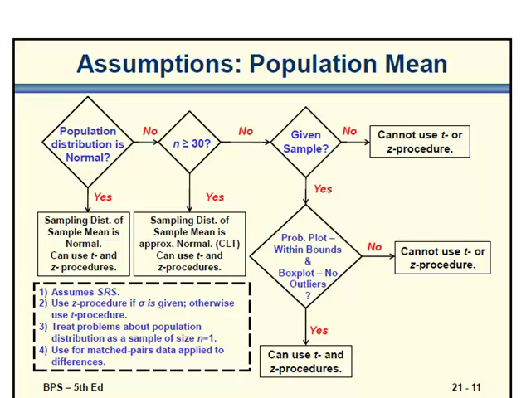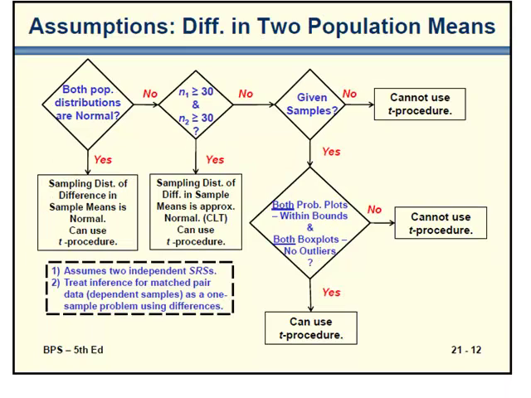Now, going all the way back, if the population distribution is normal, you had answered yes to that, then there you go. You definitely can do the Z and the T procedures. So the sampling distribution of the sample means, no matter what the sample size is, would be considered approximately normal. Now let's look at the difference in two population means. Now this is when we have the independent case. So let's look. Both population distributions are normal. If you answer no, then you have to see if both samples are greater than or equal to 30.